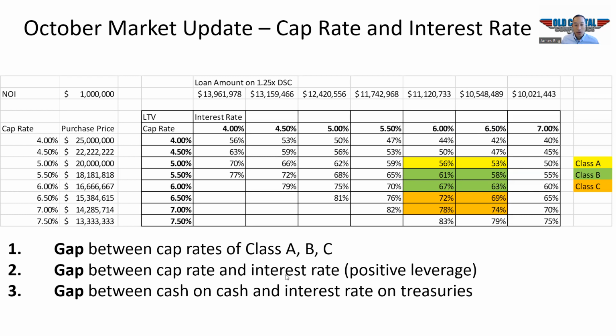So then if you want a gap between A, B, and C, if you want positive leverage, if you want to be able to give a higher return than treasuries, then you're probably going to need to be in the sixes on your cap rate. And that's going to go across A, B, and C.